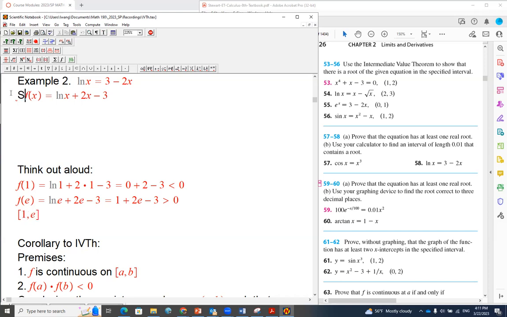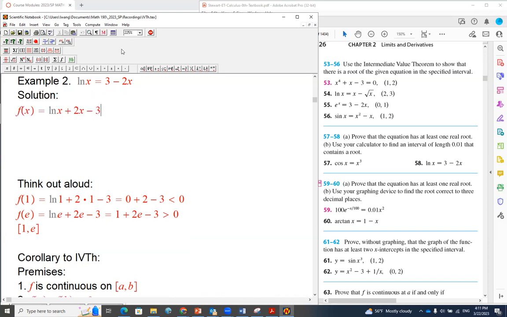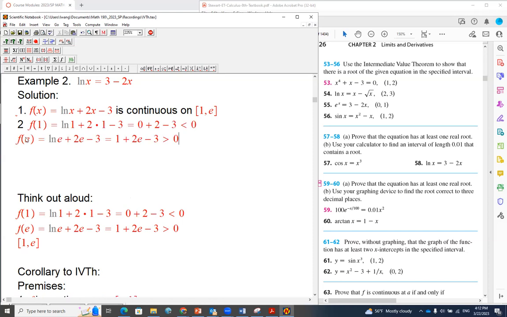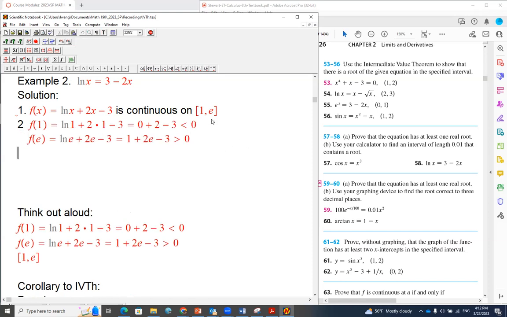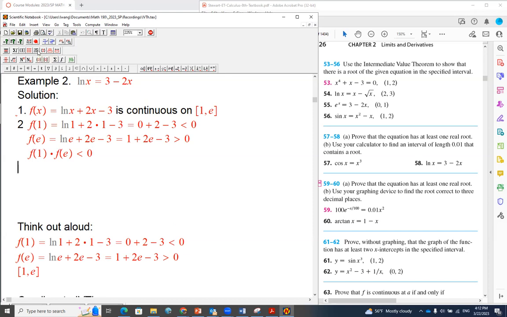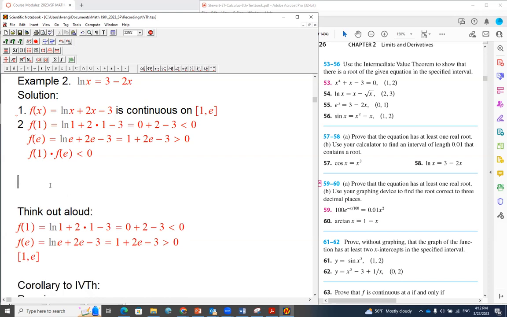Now we can say in the solution, f of x is continuous on the closed interval 1, e. The first condition is checked, it's satisfied. Number 2, I'm going to move these 2 up. F of 1 times f of e is less than 0. So f of 1 multiplied by f of e is negative. Second condition is satisfied.